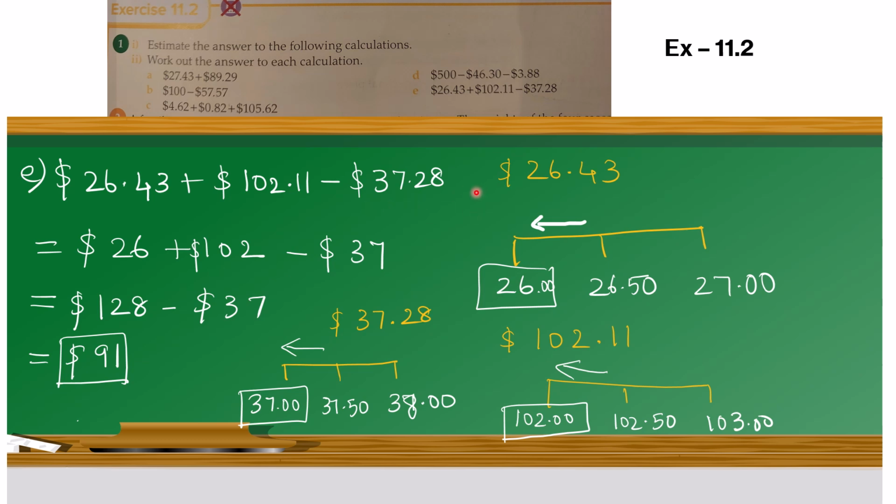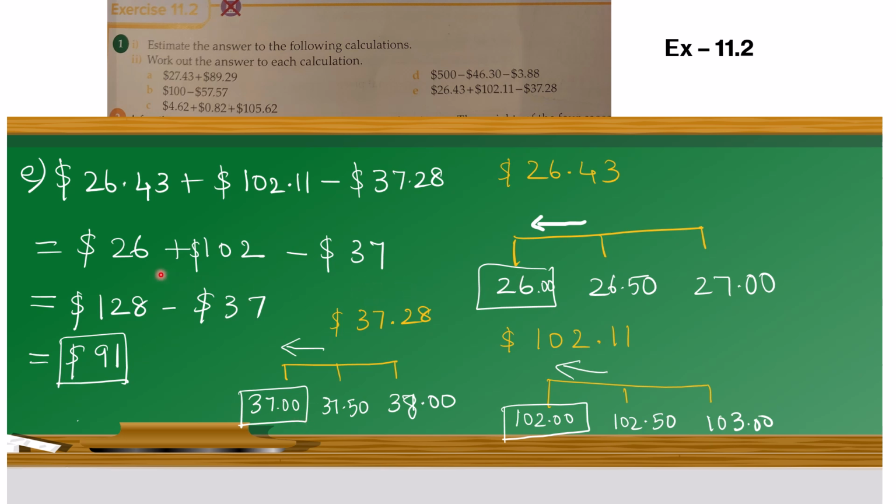Now the last number is what? $37.28. So again, that same number line: 37.00, 37.50, 38.00. Okay, so 37.28 is below the middle number, less than the middle number, right? So we have to take 37.00. So the answer is $37.